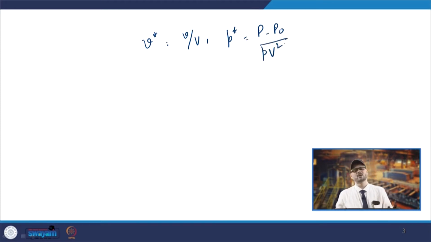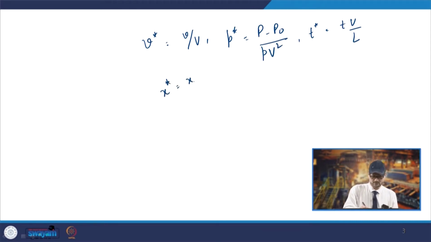Then you have T star, which will be t times V by L. So, you have a characteristic length and a reference velocity. Similarly, x star will be x divided by a characteristic length, then y star will be y by L, and z star will be z by L.